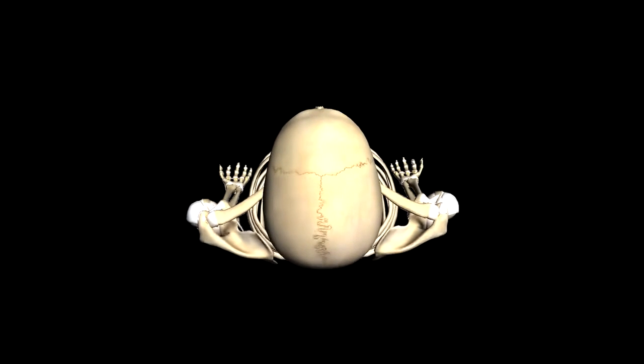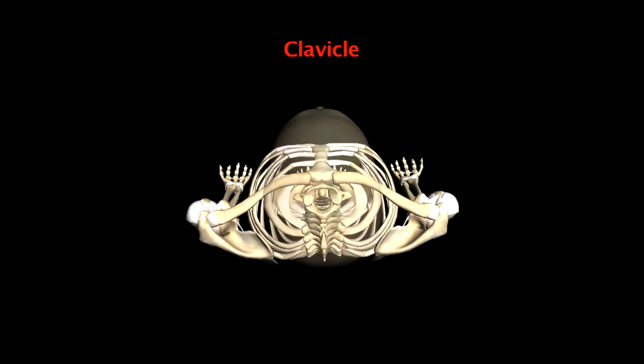The clavicle is commonly called the collarbone. It runs from the sternum out to the acromion process of the scapula, and the two ends are named to correspond. The end connected to the sternum is, of course, the sternal end, and the end connected out at the shoulder is the acromial end.